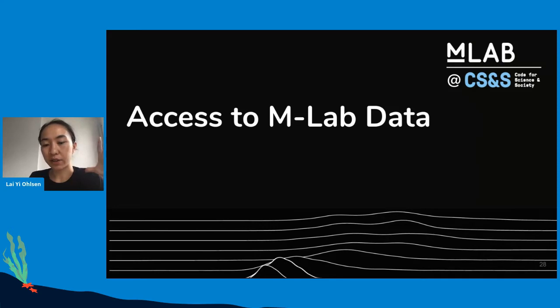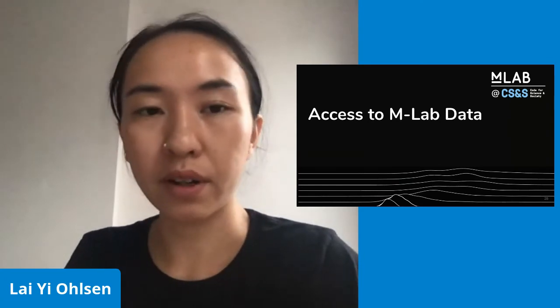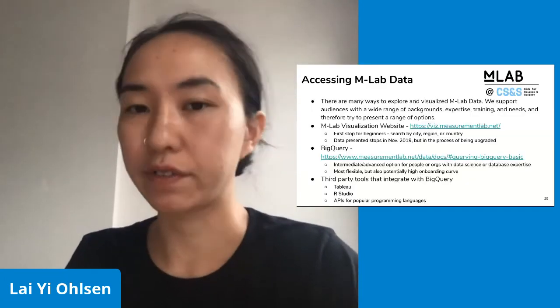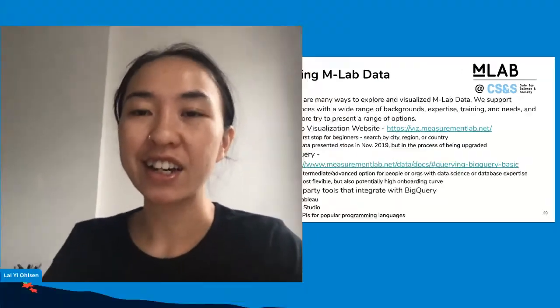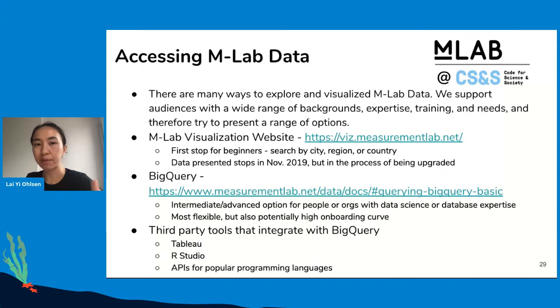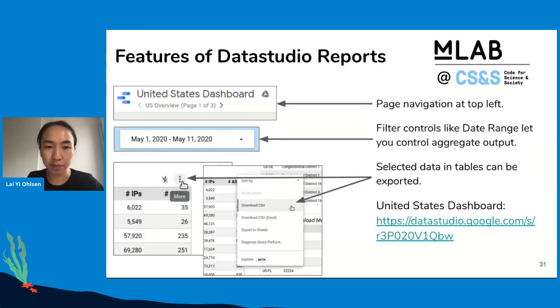So that is how you can think about our data being valuable and also accessible. Here's more logistical information about how to actually access it. I won't go through these all in depth, but I want to provide the resource to go on our website and look at the different ways you can access the data. This first one is actually under development currently. It's our visualization site and is typically the best way to just get a sense of what's there. Currently, in its place we have these Data Studio dashboards that use BigQuery and produce tables that you can then export data from.